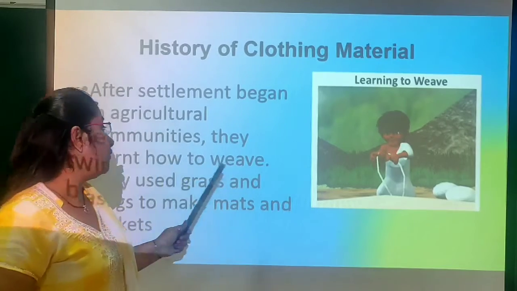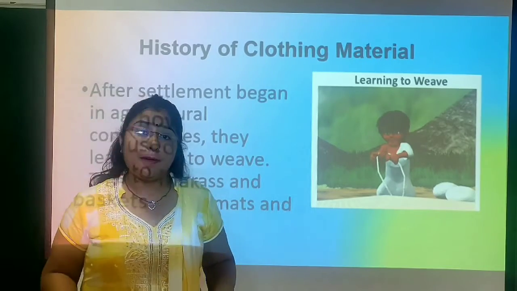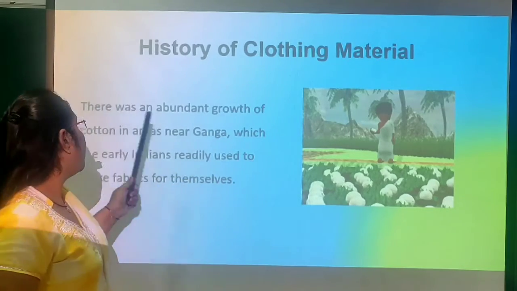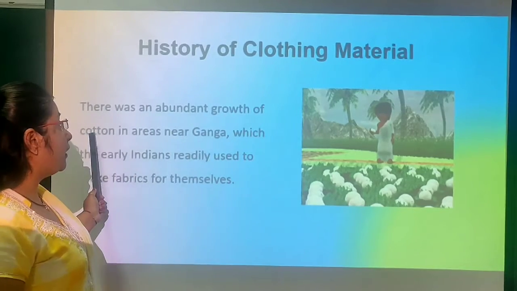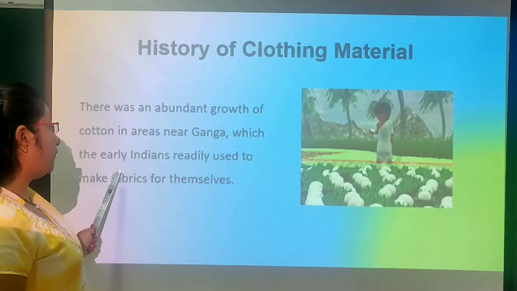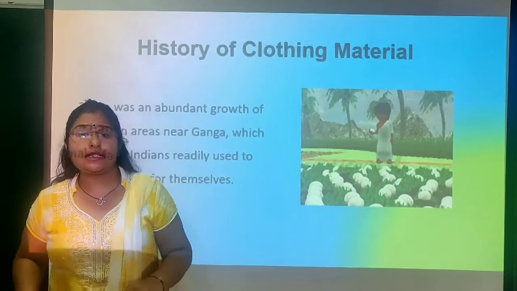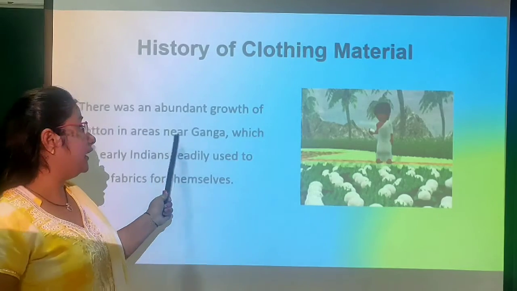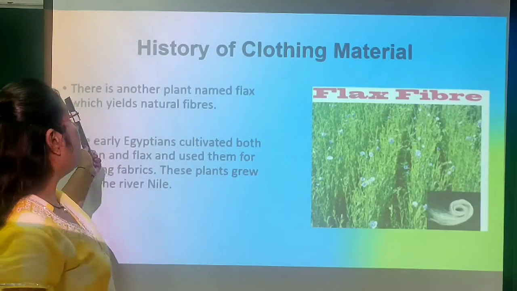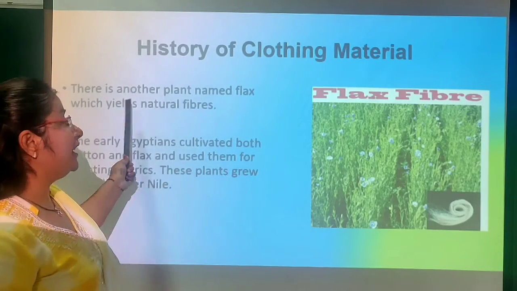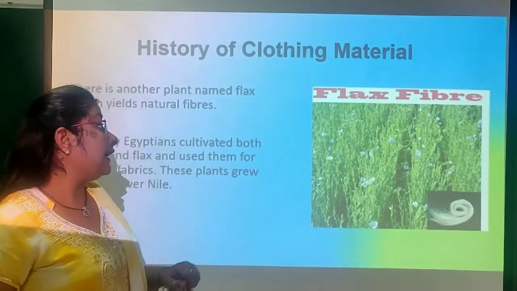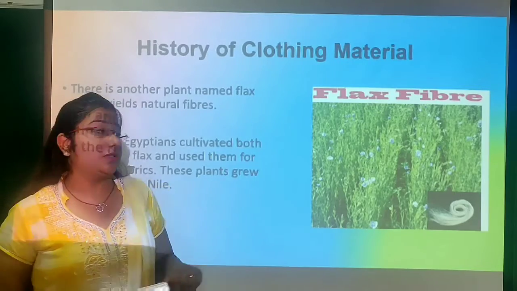So what did they use for weaving? They used grass and twigs to make mats and baskets. From there they learned about weaving. Now there was an abundant growth of cotton in areas near the Ganga, which the early Indians readily used to make fabrics for themselves. So they started growing cotton near the Ganga river and then used the cotton for fibers. Now there is another plant named flax which yields a natural fiber. Flax is the very oldest fiber.